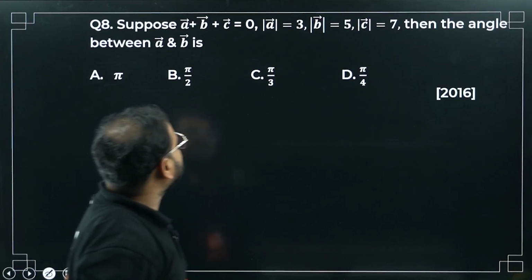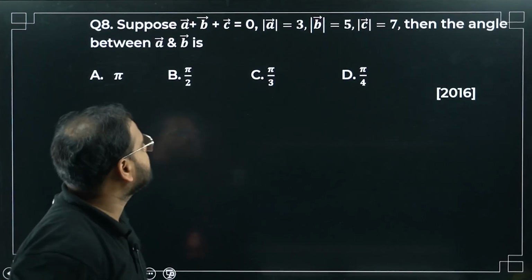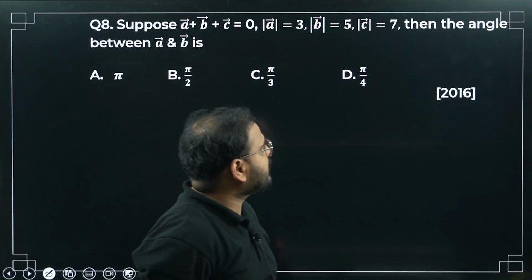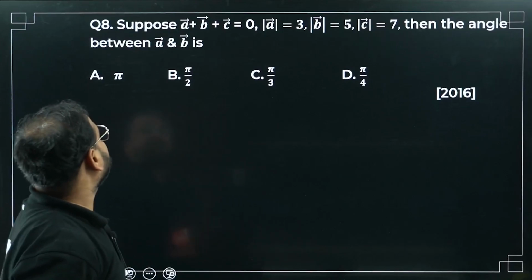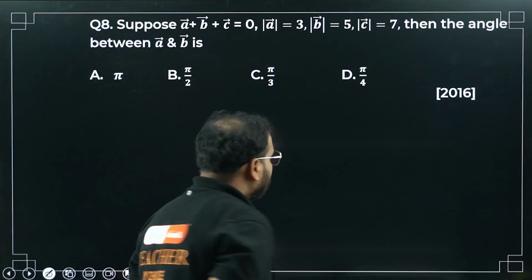Suppose A plus B plus C is equal to 0. Great. Mod A is 3, mod B is 5, mod C is 7. Then the angle between A and B is what? Check, check, check.